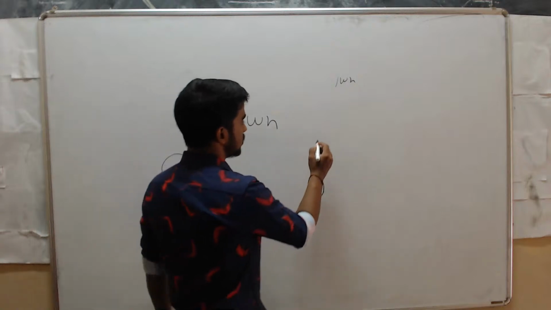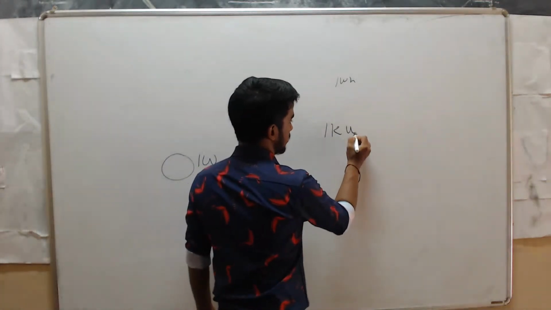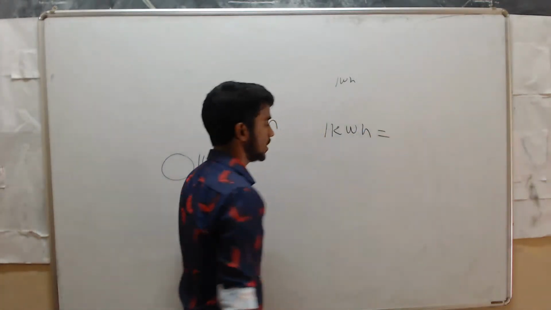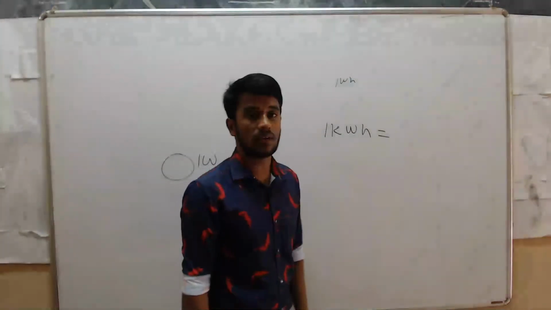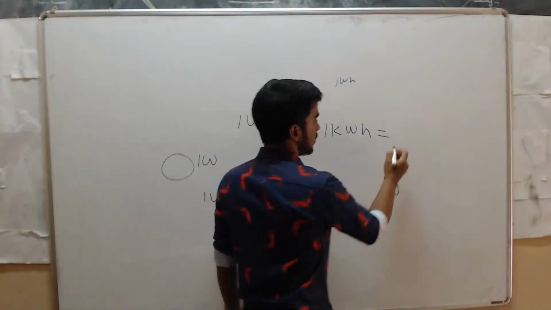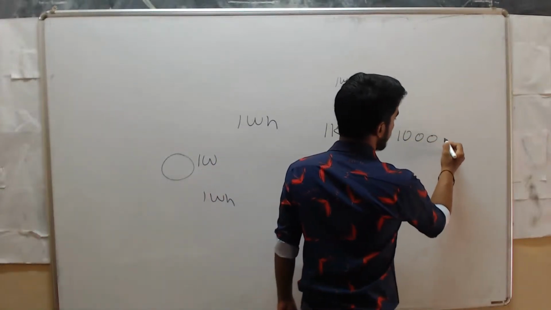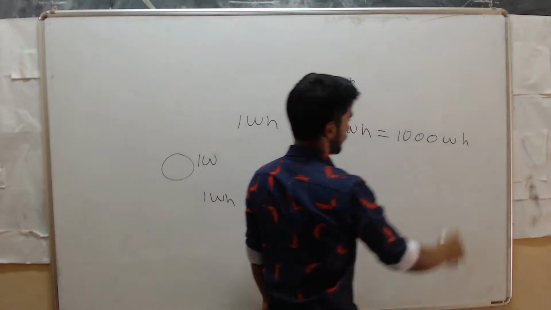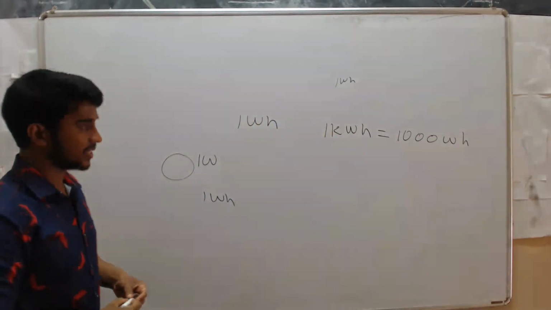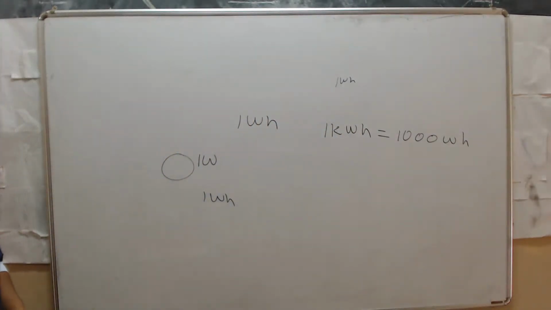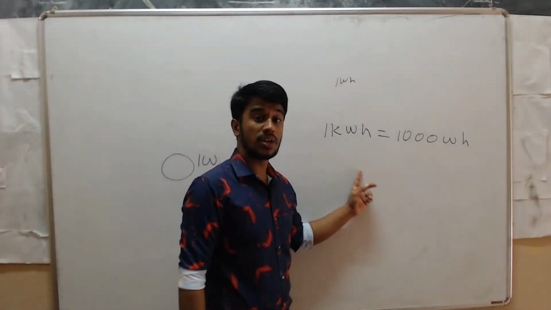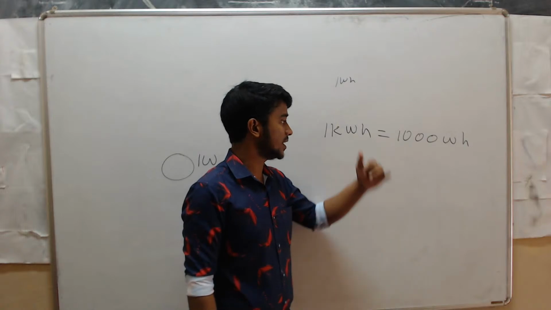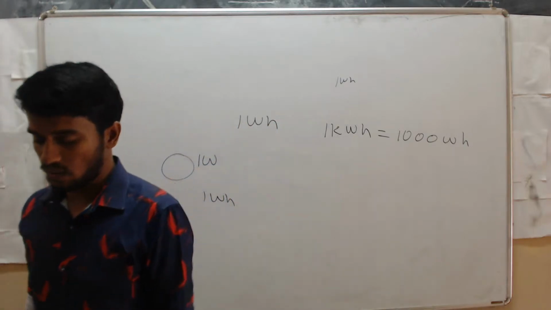At that time we use the kilowatt hour. Now we'll discuss the meaning. What is the meaning of 1 kilowatt hour? 1 kilowatt hour means 1000 watt hours. If an object consumes 1000 watts of energy for continuous 1 hour, then we can say that is 1 kilowatt hour.